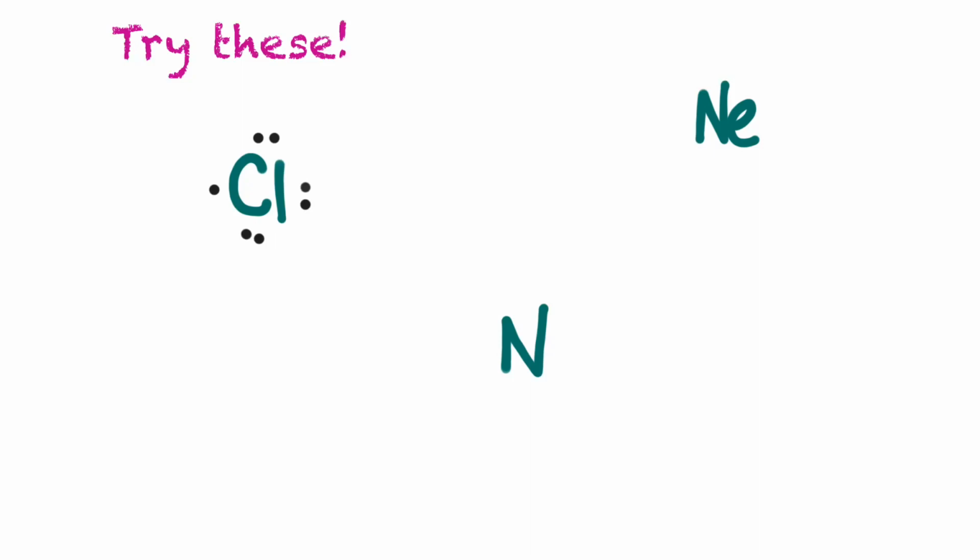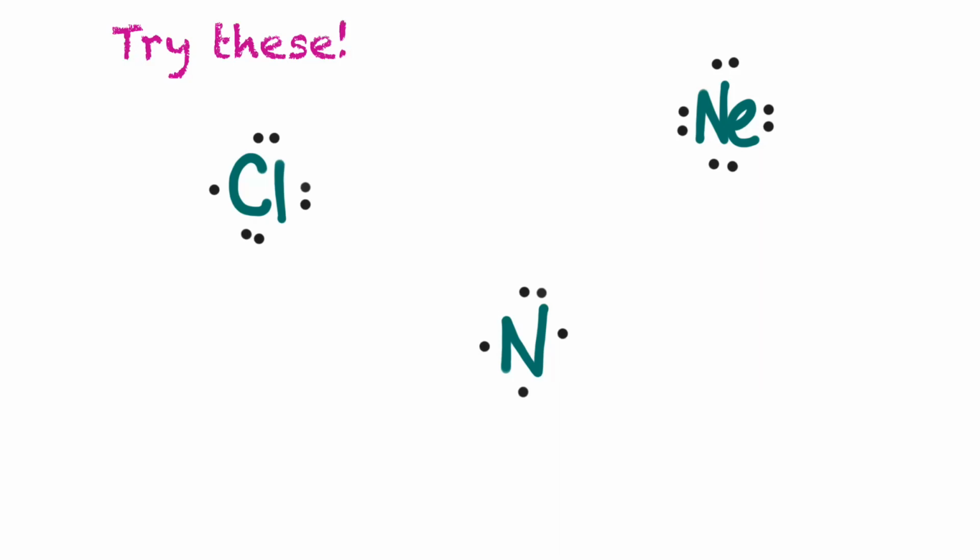If you look up nitrogen, it's in group 15, so we're going to place 5 electrons. 1, 2, 3, 4, 5. If you look up neon, it's a noble gas, so it has 8 electrons in its valence. So 1, 2, 3, 4, 5, 6, 7, 8.